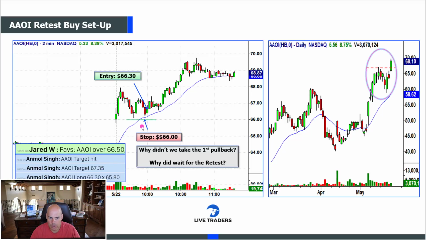All right, Unwall got in a little early because your actual entry should probably be closer to 66.50, right? It should be closer to 66.50, but he snuck in a little early with a bit of a wider stop, right? Gave it a little more room under that area, okay? But why didn't we take the first pullback? Why did we wait for the retest? Anybody? You can see his timestamp on this, right? 9:57. The first pullback was like 9:50. Timestamps long after that, right?